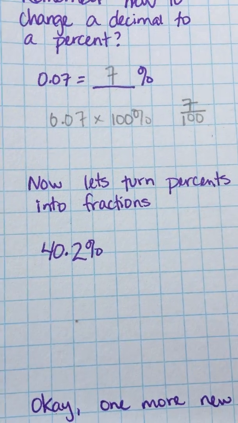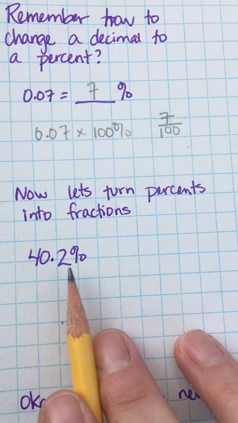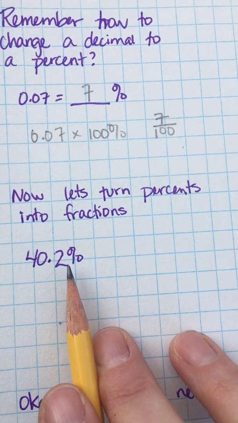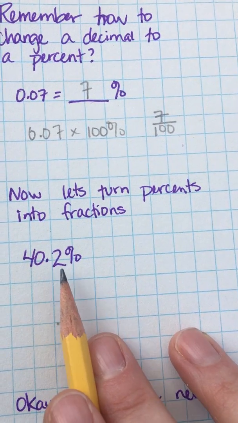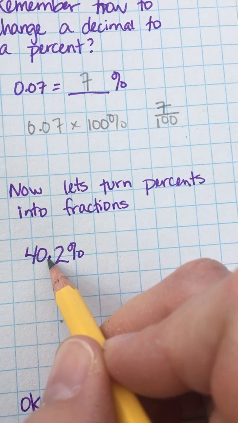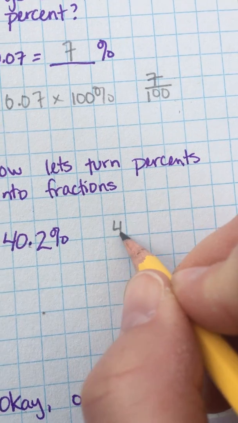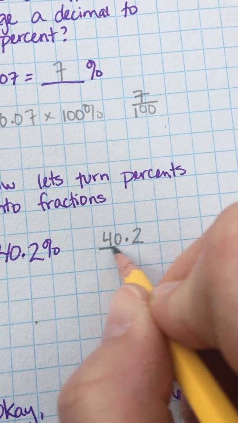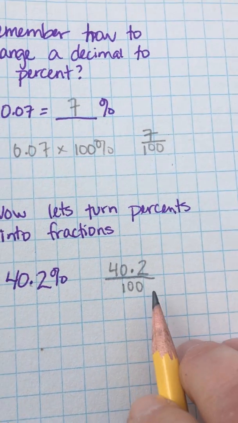All right, continuing on, let's turn percents into fractions. So we're starting with a percent and we want to turn that into a fraction. Now, we remember that 40.2% means out of 100, but we've got this decimal here. So if we're going to write this out of 100, we're going to write 40.2 out of 100.